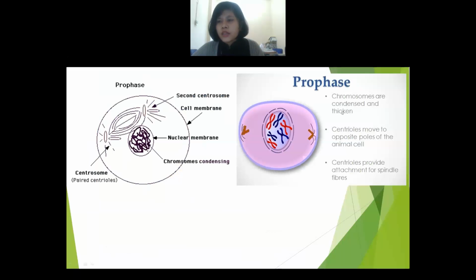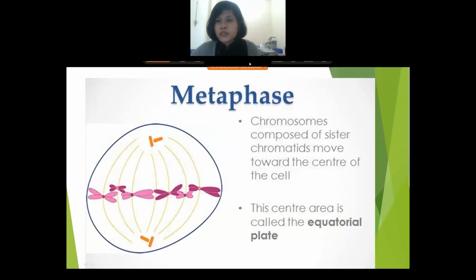Next is prophase. So in the prophase, what will you find? Chromosomes are condensed and thickened, meaning they become thick and large in size. This is the chromosome. And the centrioles move to the opposite poles. Understand? This is the centriole, so they will move to both opposite poles. And the centrioles will provide attachment for spindle fibers. They will start functioning and form the spindle fibers.